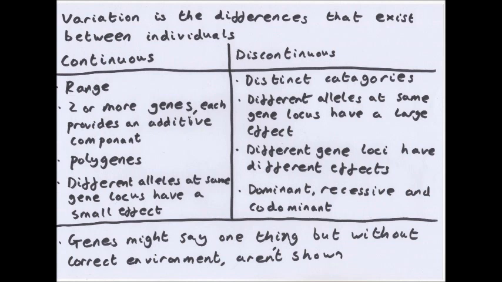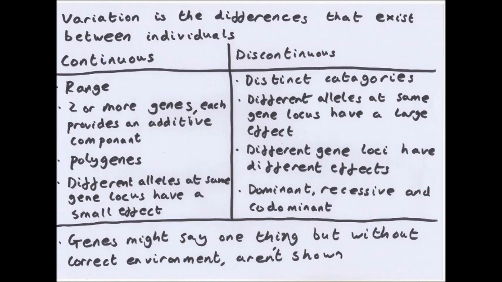So basically discontinuous refers to dominant, recessive and co-dominant genes. Continuous doesn't. So if you have 2 different alleles, it doesn't make any difference really, or not a huge one. And different gene loci have different effects. So if you have more than one gene that codes for something, and at different positions on a chromosome, then they have different effects on that characteristic.